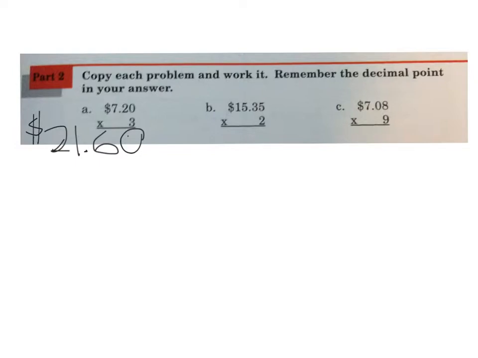So go ahead and solve B and C. You're going to multiply just like you normally would, and then you're going to count 2 spaces for the decimal point. So don't forget that when you put that in your answer. So pause the video and do B and C right now, and then come back for the next section.